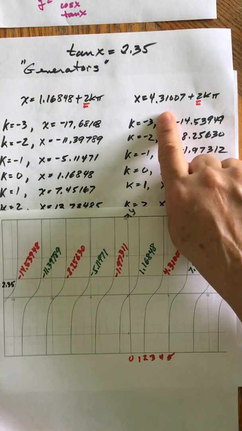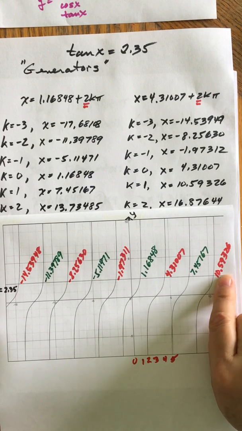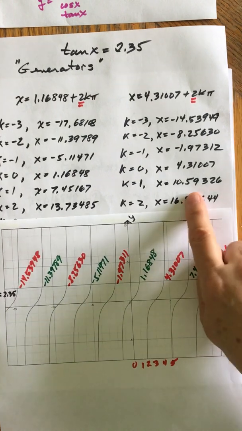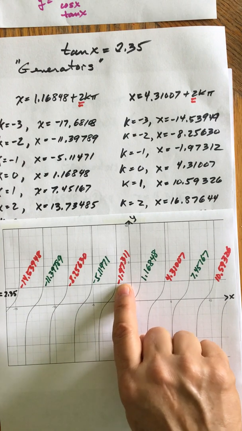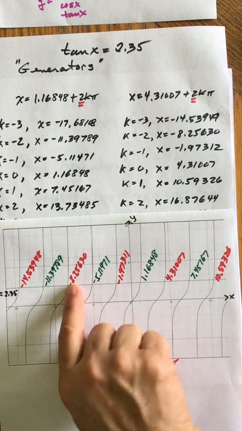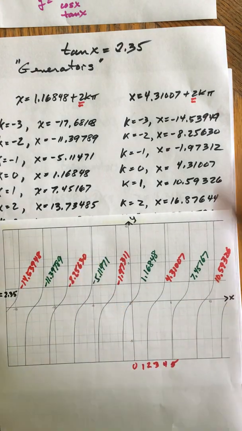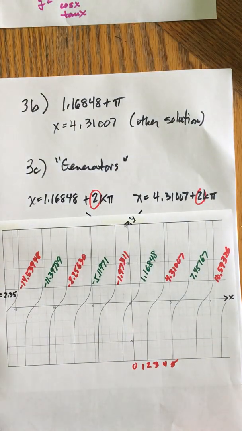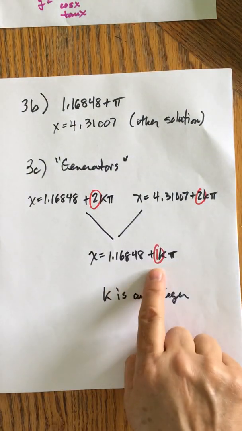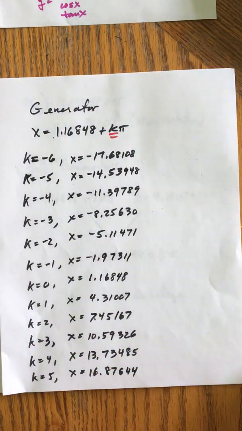If I start here at 4.31, that's this one. Again, I could hop and go 2 pi, get to 10.59326. Or I could go backwards, right, and get to negative 1.97312, and go backwards another 2 pi, negative 8.25630. But instead, if I combine them, like I was saying to you, because they're equidistant, I can just use 1 pi instead of 2k pi, because that's the actual distance between them, right?